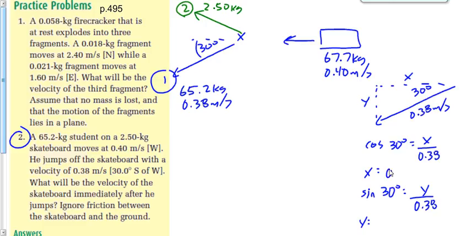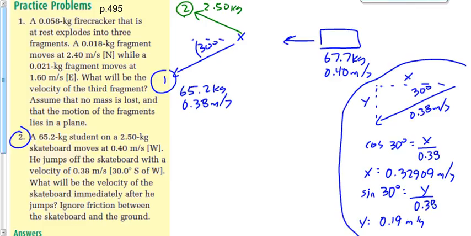For X, we get 0.32909 meters per second. And for the Y component, we end up getting 0.19 meters per second. I'm just going to draw a little border around that just to remind me that that's not really part of the main part of my solution. That's just a little aside, taking the 30-degree angle out back of the barn, putting it out of its misery, getting rid of it, changing it into an X and a Y component here.